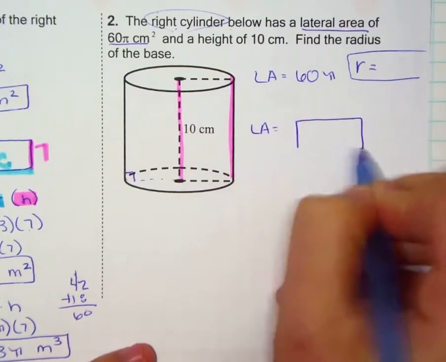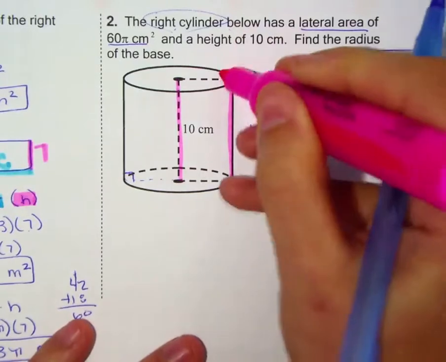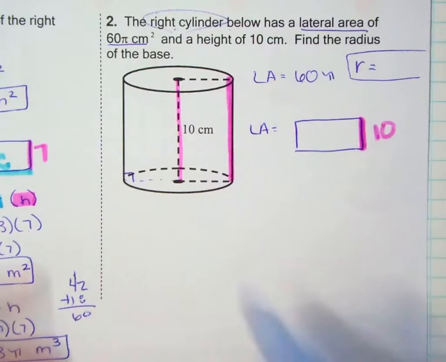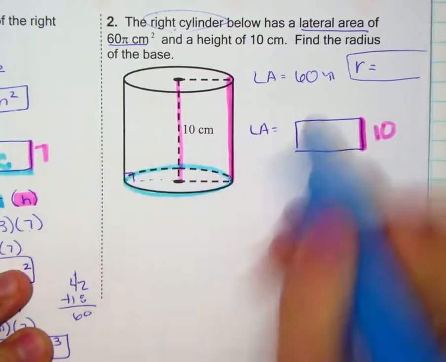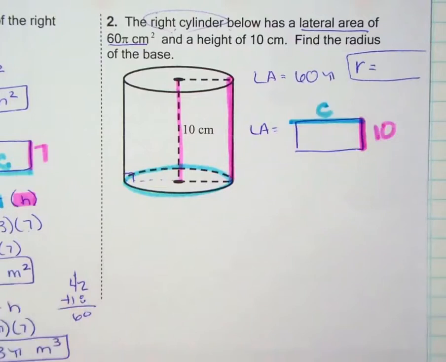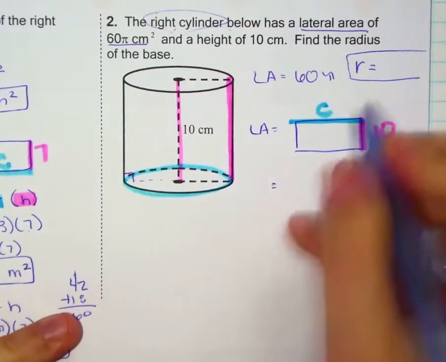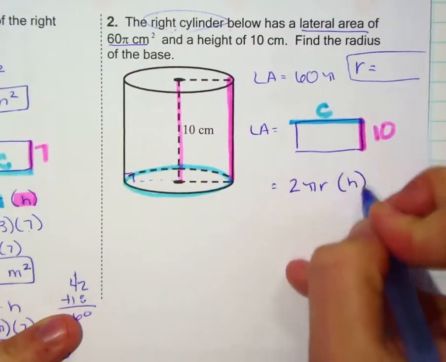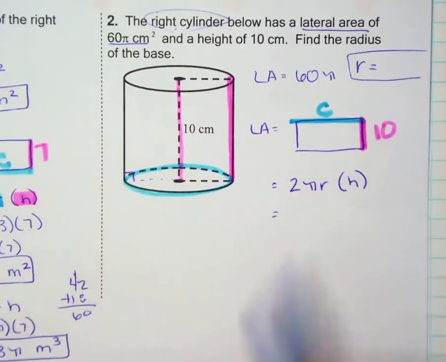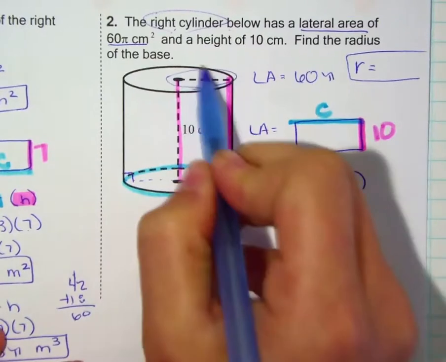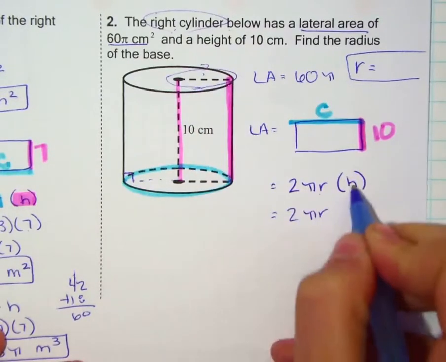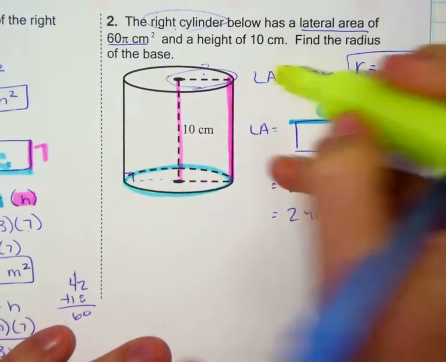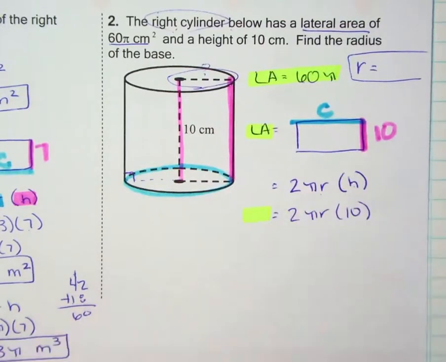Let me draw a picture of the lateral area. What do I know? I know that the height is 10, and I know that this is the circumference of the base. So if I was to find the area of this rectangle, it'd be length, which is circumference, 2 pi r, times the height, which in this case is 10. Do I know the radius? I don't, so we'll leave this as 2 pi r. I know the height is 10. And what else do I know? I also know that the lateral area is 60 pi.